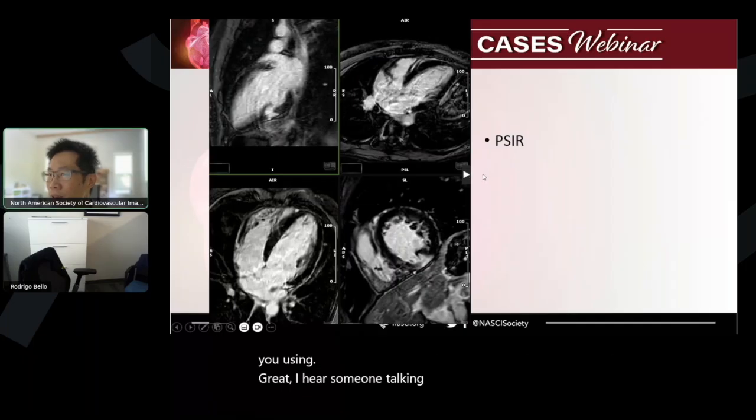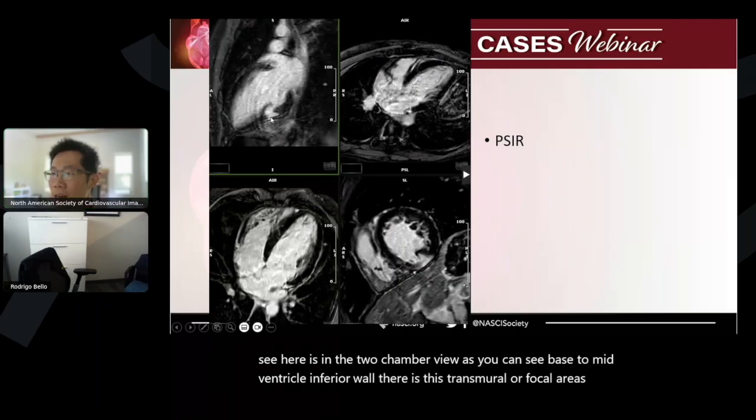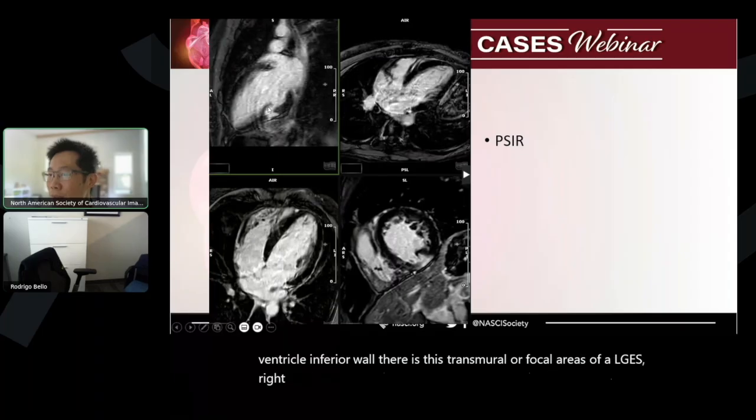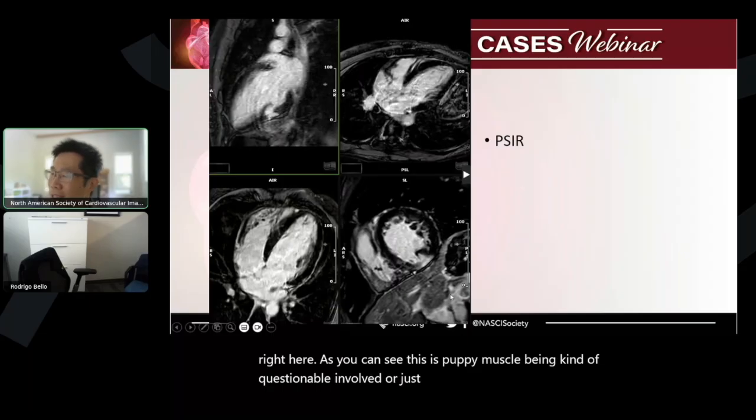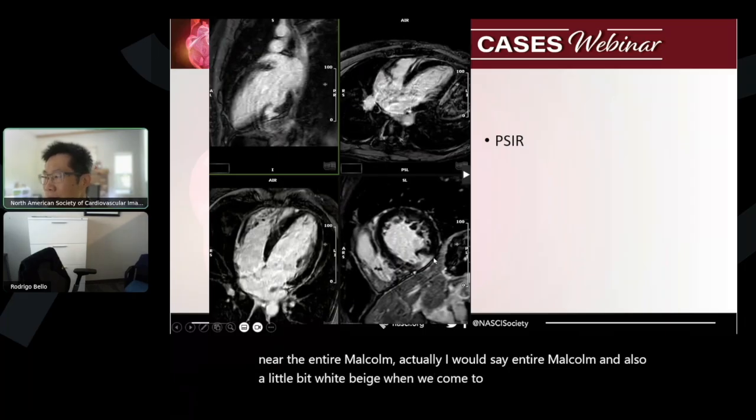That's correct. What we see here in the two-chamber view, from base to mid-ventricle inferior wall, is a transmural or focal area of LGE right here. As you can see, the papillary muscle is either questionably involved or just elevated. I'm not sure. And then there's the short axis right here, corresponding to what we see at the mid-ventricular level. There's involvement of nearly the entire myocardium, actually I would say the entire myocardium, and also a little bit toward the subepicardial layer.